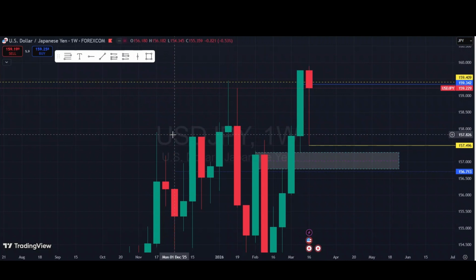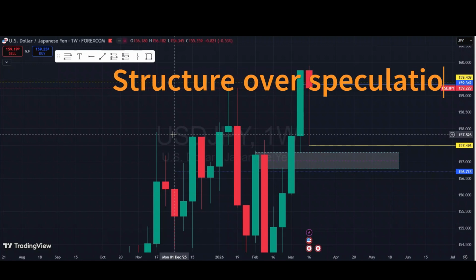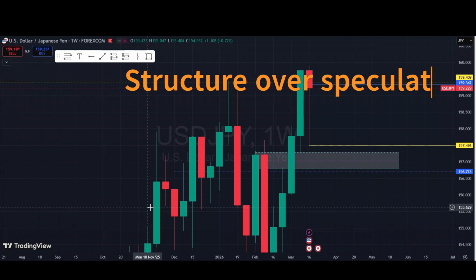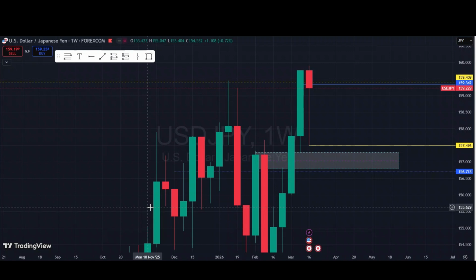So what are we saying? Across the board, the narrative remained consistent. The focus is on where liquidity sits and how price reacts to those levels. Whichever level gets traded first will define the narrative for the week. Remember, we will review what happens at these prices, whether price actually respects these levels or not, in our Friday accountability review. It is always structure over speculation.